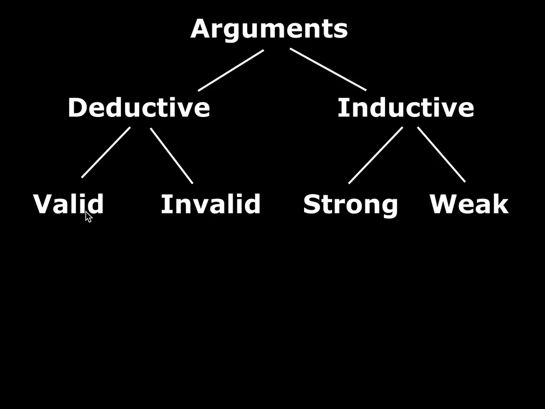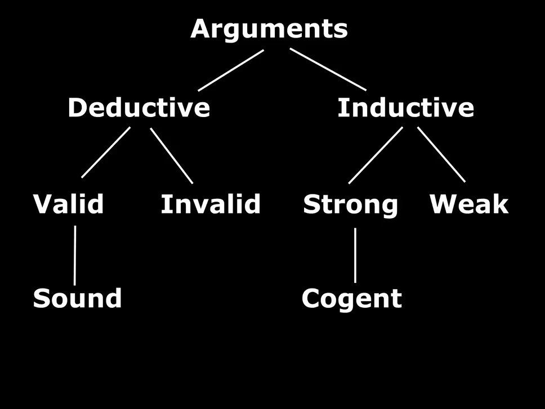Okay? Then we can move on to the second test, which is, are the premises all true? So if we have a deductive argument and it's valid, and all of the premises are true, then it's sound. If it's valid but the premises aren't all true, we'll just say it's valid but not sound. If an inductive argument is strong and has all true premises, we'll say it's cogent. If it's strong but it doesn't have all true premises, we just say strong but not cogent.